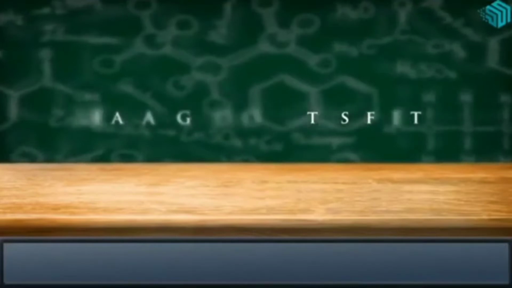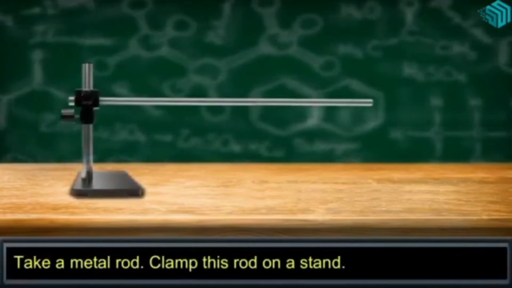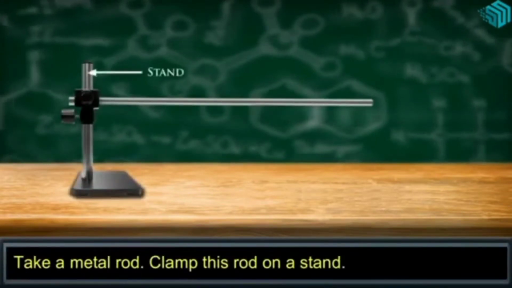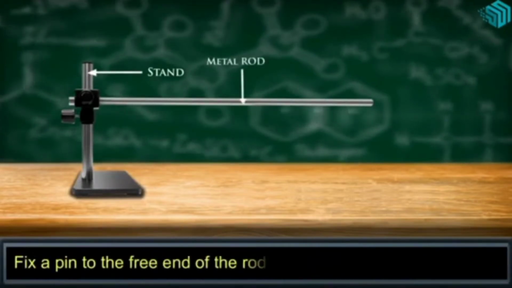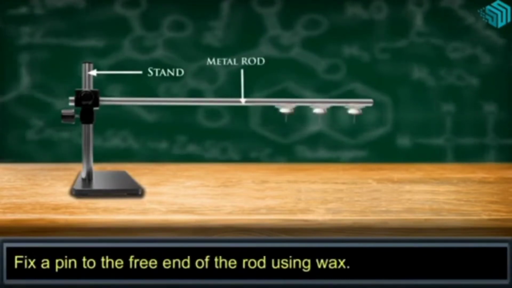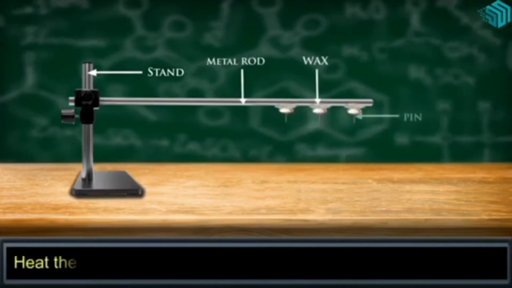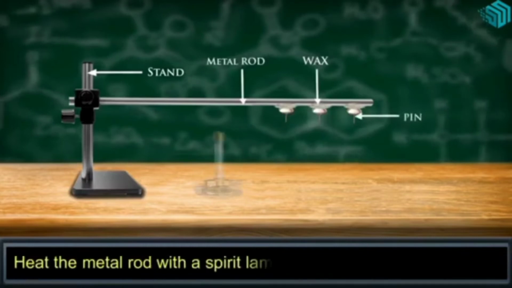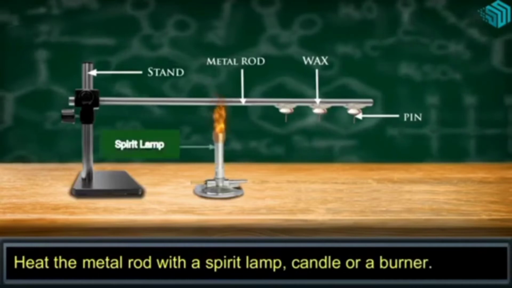This explains why we say metals are good conductors of heat. Take a metal rod, clamp this rod on a stand. Fix a pin to the free end of the rod using wax. Heat the metal rod with a spirit lamp, a candle, or a Bunsen burner.